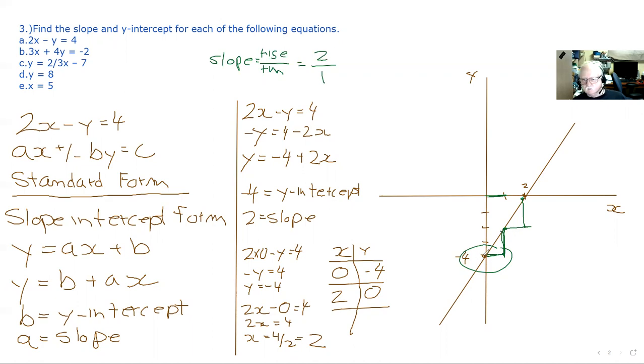For every 1 we go in the horizontal direction, we go 2 in the vertical direction. So this line definitely has a slope of 2. So that's basically all we need to do there. We can see the y-intercept and the slope. So let's try the next one.